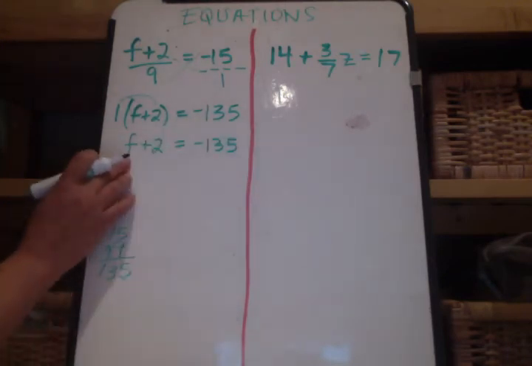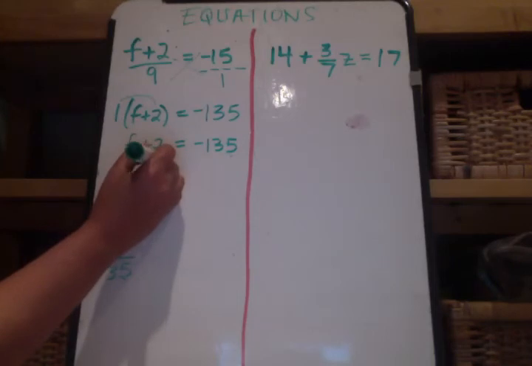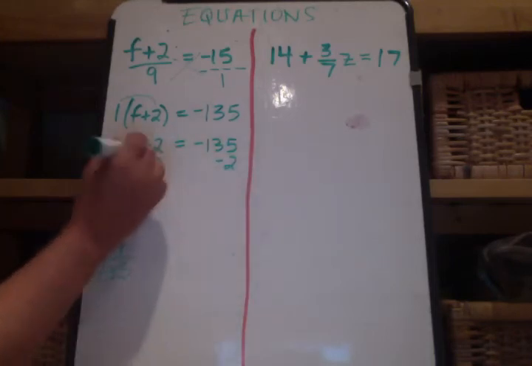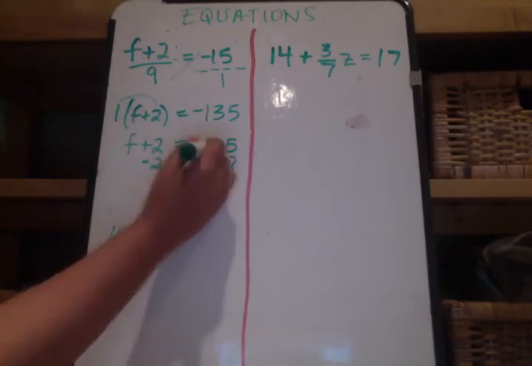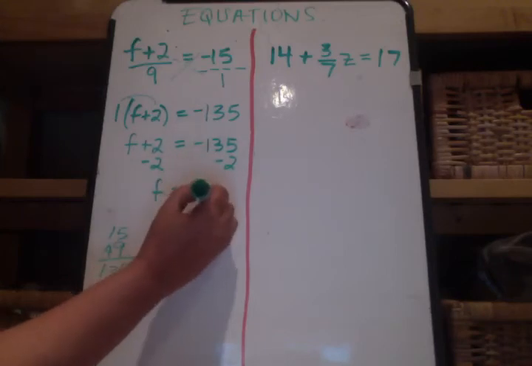And now I just need to get f by itself. So I have a plus 2 here. I'm going to do the inverse operation, so subtract 2 from both sides. And I'm going to get, this would be 0, so I'm going to have f equals, and negative 135 minus 2 is going to be negative 137.